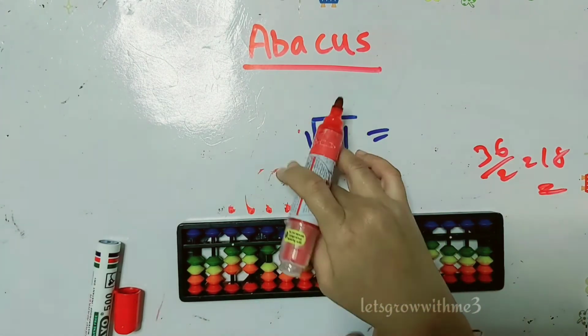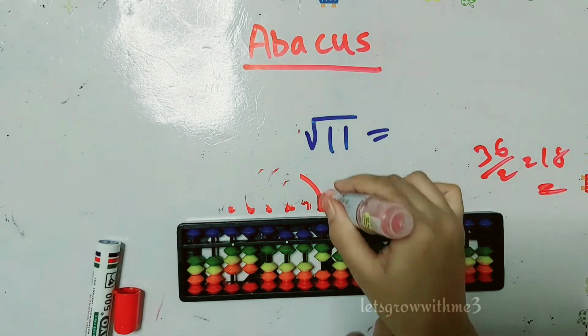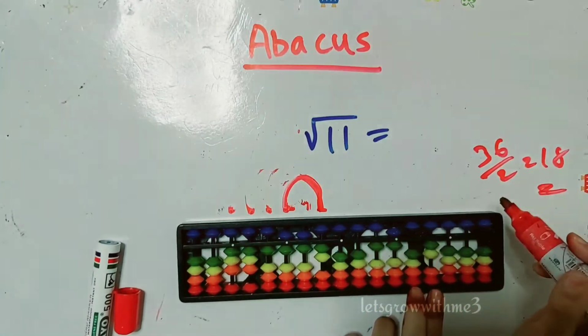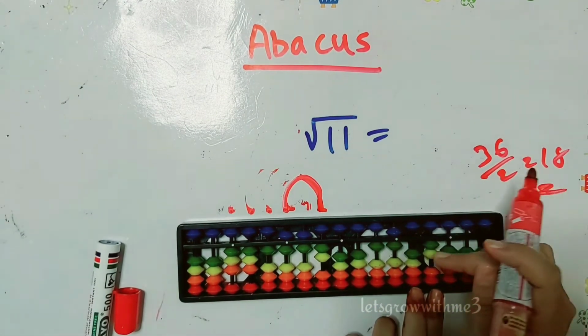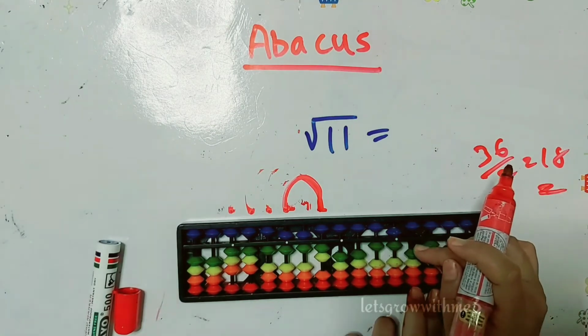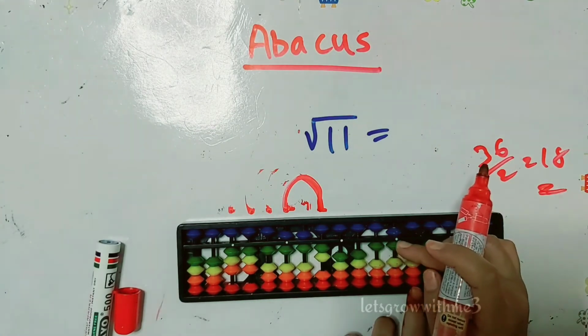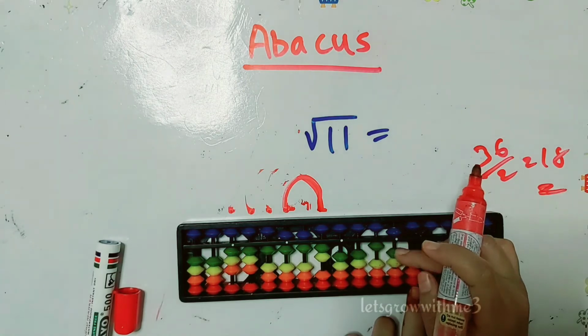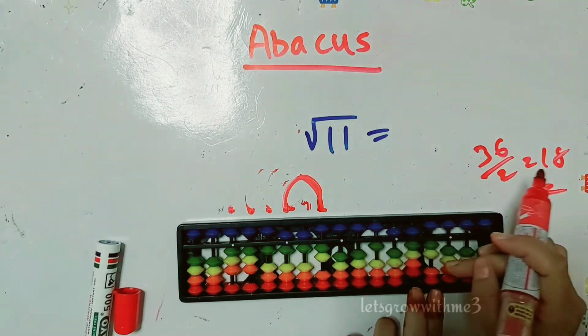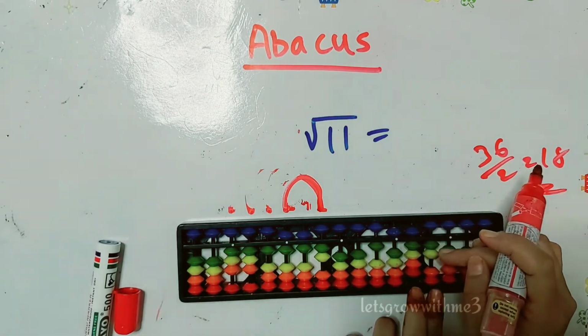Next position change. Next you have to multiply 2 times 6, which is equal to 12. So we need to subtract 12 here. To subtract 10 over here, we don't have sufficient beads, so I will subtract here, then I will add over here. And then here minus 2 I need to subtract.